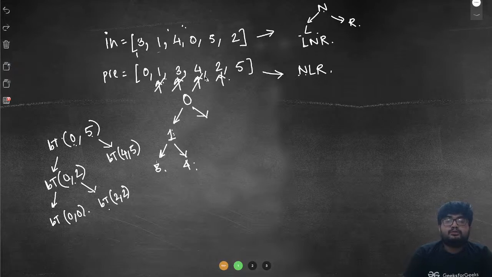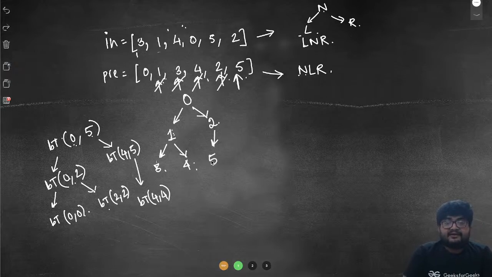Now 2, right? 2 is here. Okay, 2, we will write 2 here. Now what is the left subtree of 2? The index of 2 is 5. So 4 to 4 is the left subtree. So BT 4 to 4 is the left subtree, and the right subtree is not there. So we'll go to the left subtree. 5 is left and only one element, so this is a leaf node. So we'll come back.